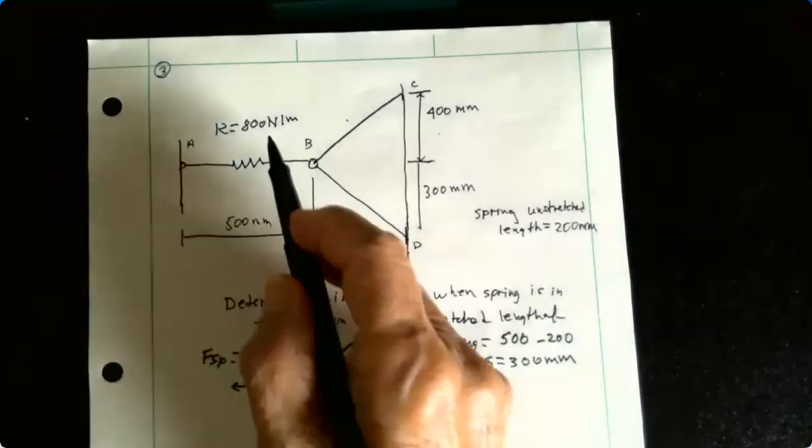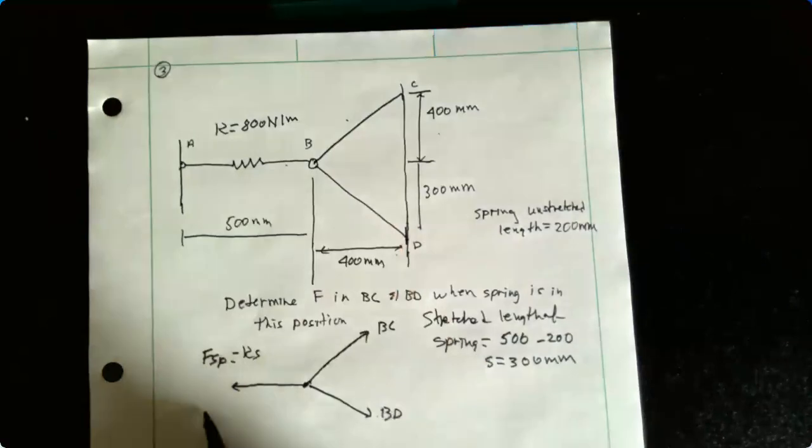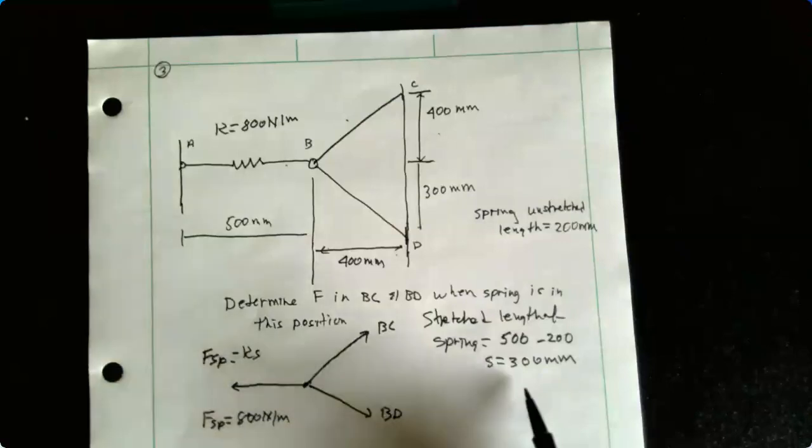Newton meters, note that. So force in the spring is equal to K, 800 newtons per meter, times S, which is going to be the stretch length. The stretch length was 300 millimeters.